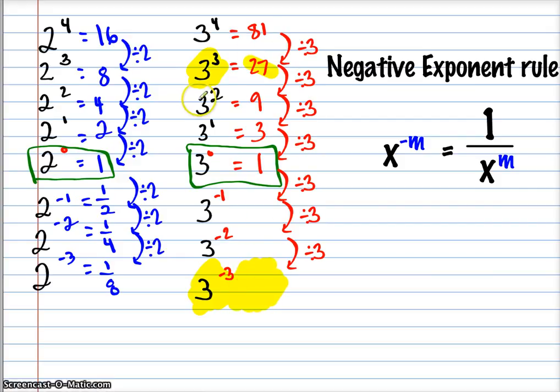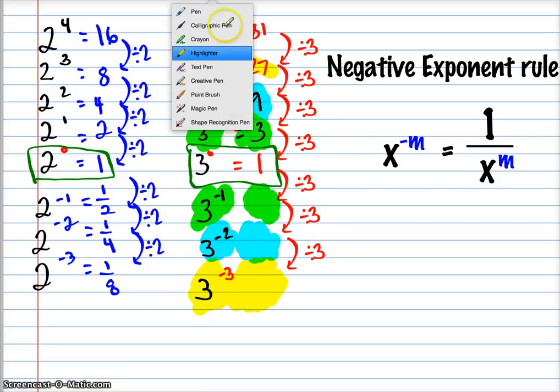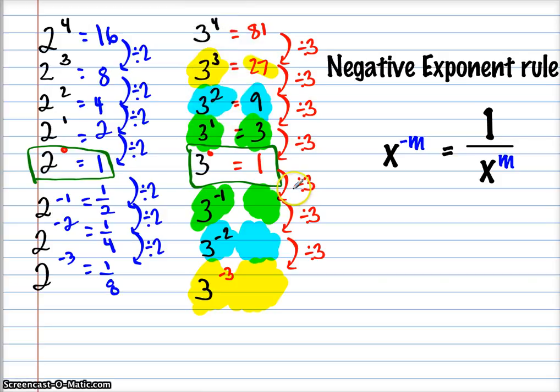This is a pair, 3 squared and 9. I should have a pair down here, and instead of 9 I should have a reciprocal. And lastly, this one here, 3 to the 1, should have a partner there, and instead of 3 I should have the reciprocal. So let's follow this pattern down.